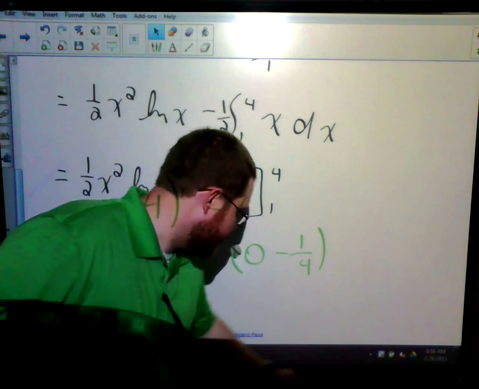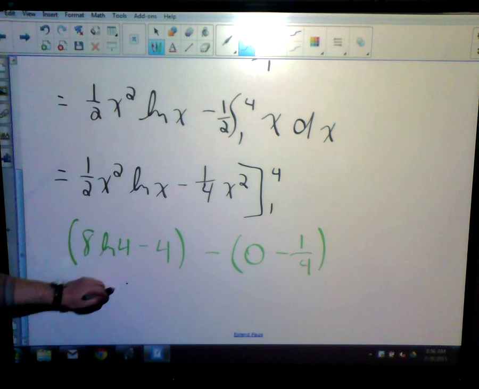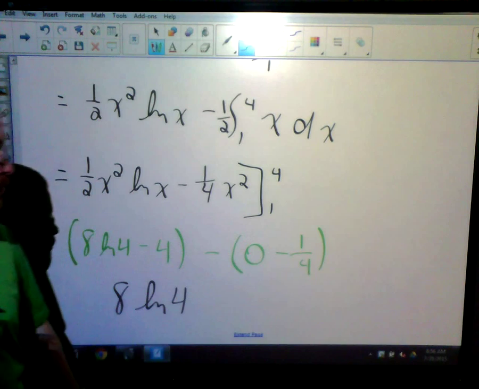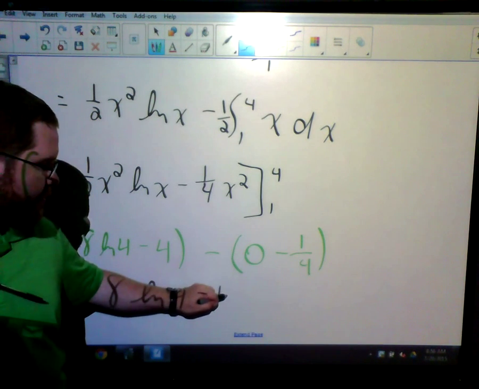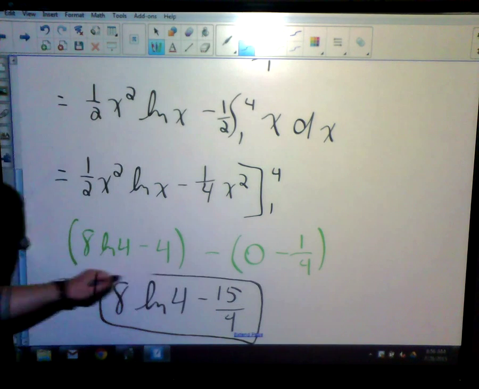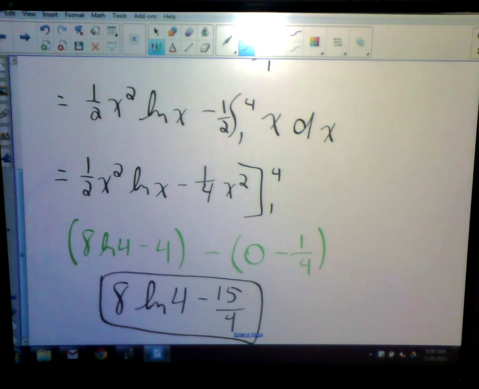Cleaning that up a little bit, you're going to get 8 natural log of 4. Negative 4 plus 1/4 is negative 15/4. So that's integration by parts with a definite integral.